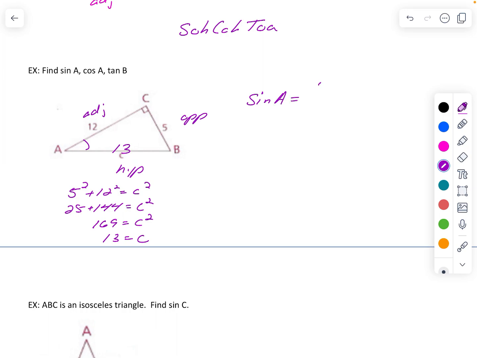So now we can find sine of A. It is opposite over hypotenuse. Done. Can't be simplified. Cosine of A, adjacent over hypotenuse. Done. Can't do anything else. With regard to angle B, this is the opposite. This is the adjacent. So tangent of B, opposite over adjacent, and there we go. Can't be simplified. That's it.